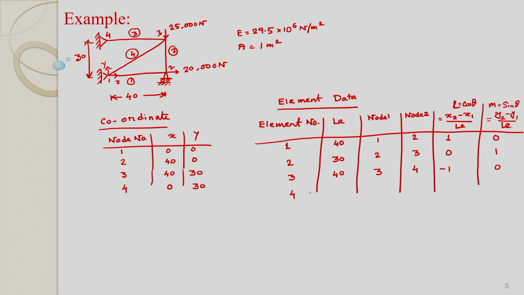Now, for element 4, that is for this inclined element, element length will be 50. We are taking this connectivity, node 3 as node 1 and this node as node 2. So, your L will be minus 0.8. So, it is from node 3 to node 1. So, both L and M will be negative.